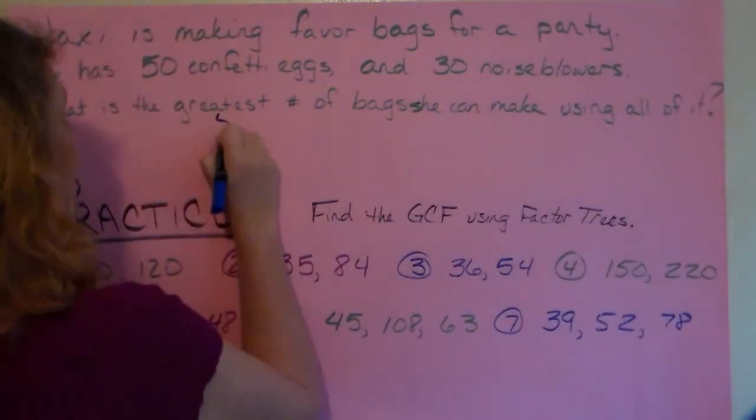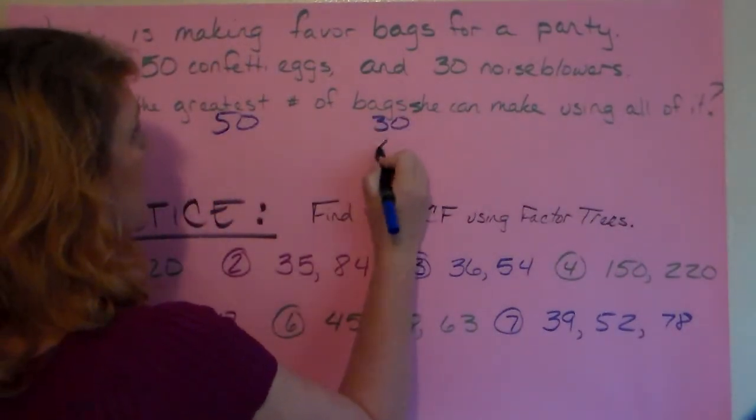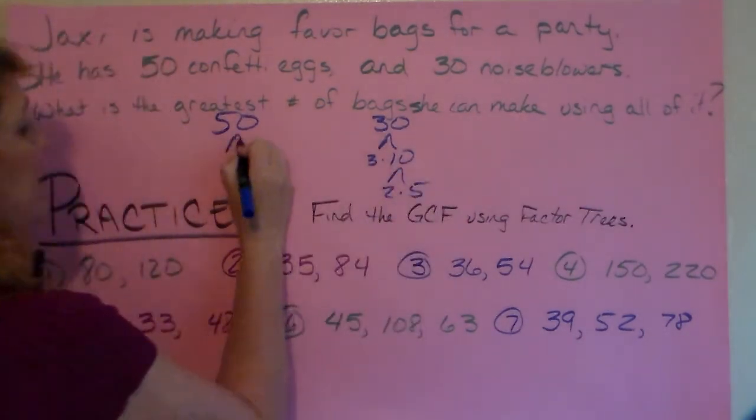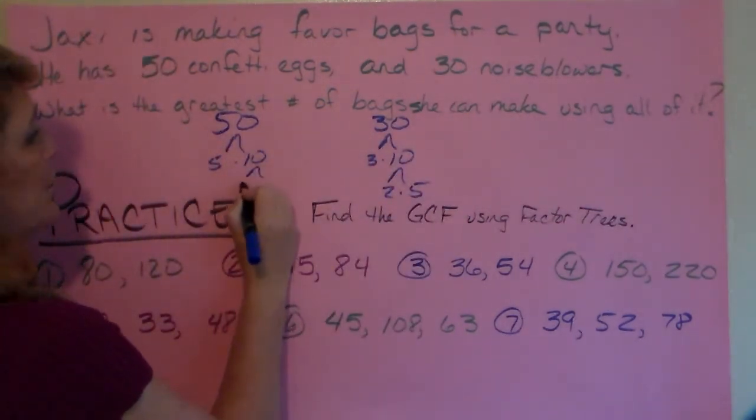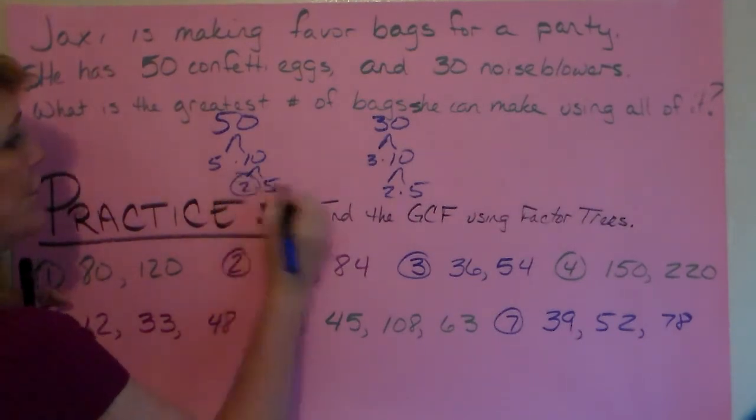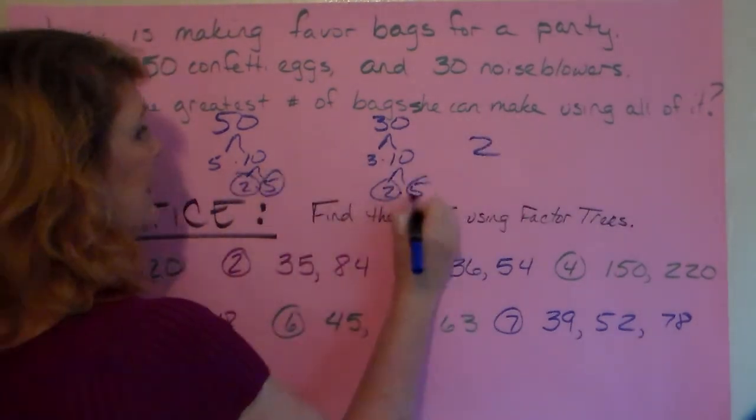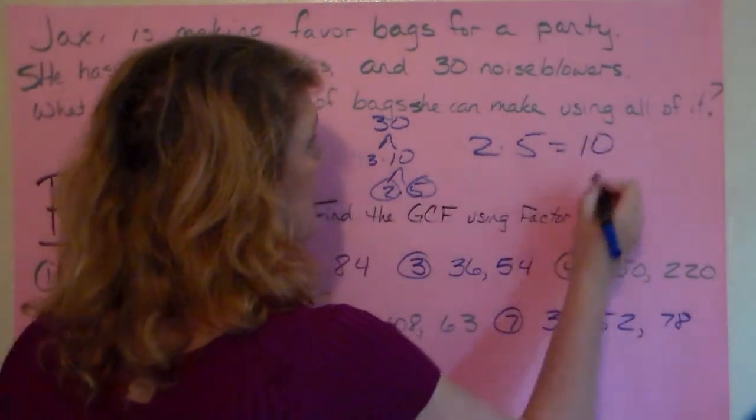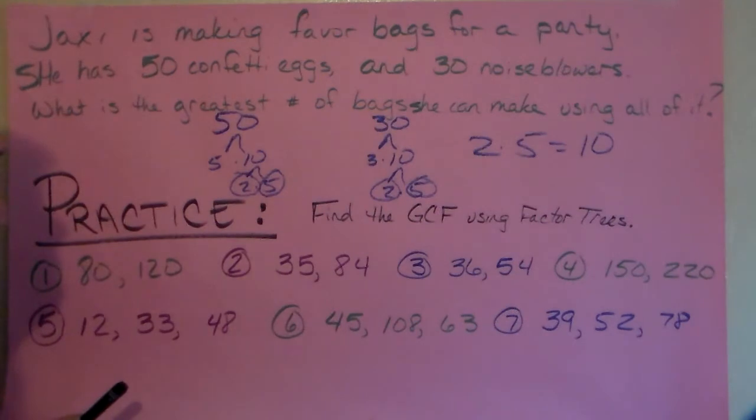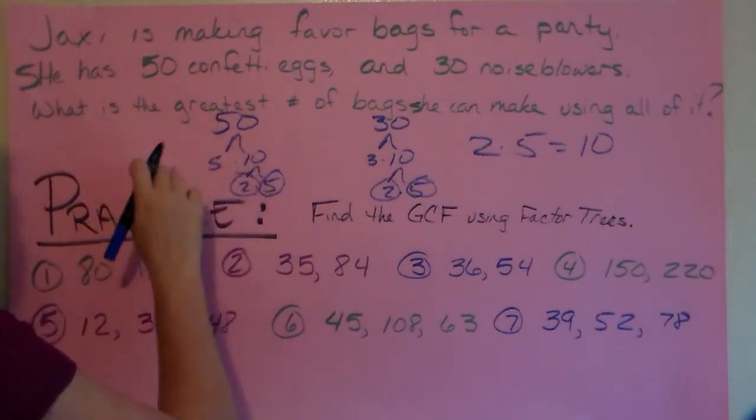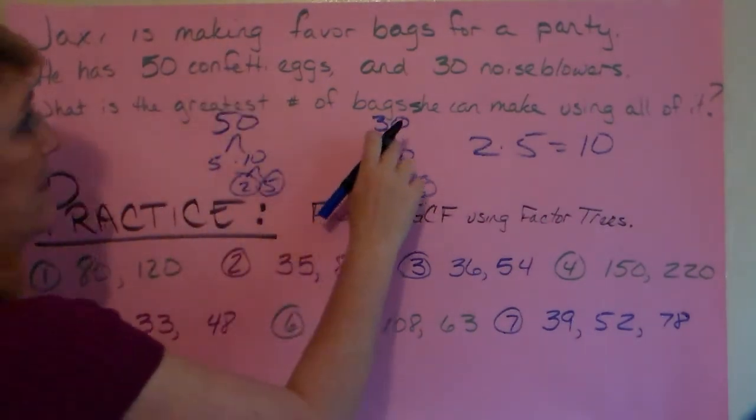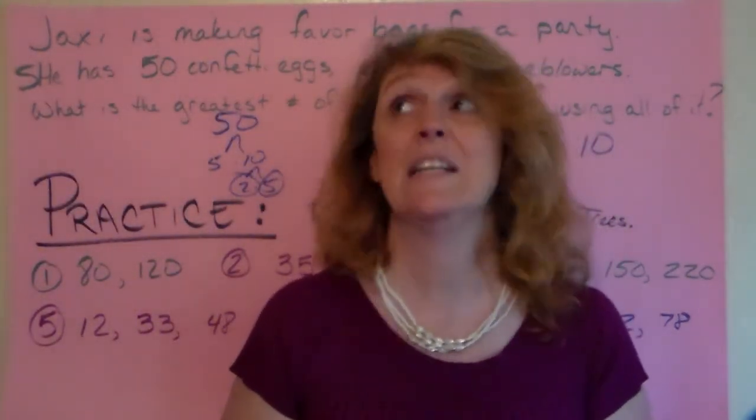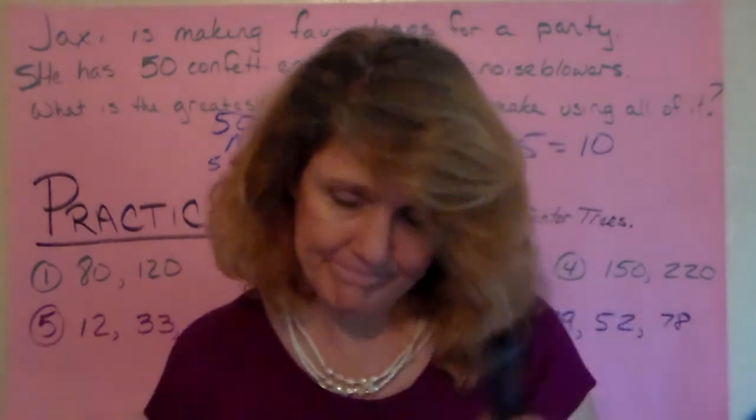Okay, so I got a 50 and I got a 30. 30 is 3 times 10, which is 2 times 5. 50 is 5 times 10, which is 2 times 5. So, I got a 2 in common, I got a 5 in common, and then a 3 and a 5. So, Jaxie can make 10 bags with 5 confetti eggs and 3 noise blowers in each. Okay? That's what word problems look like in the greatest common factor land.